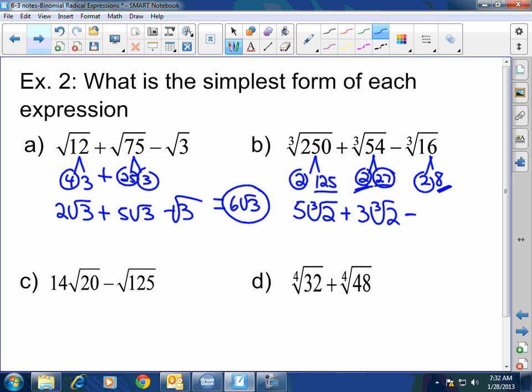Well, I know that the cube root of 8 is 2. So I've got 2 times the cube root of 2, which is my leftover. So 5 cube root of 2 plus 3 cube root of 2 is 8 cube root of 2, minus 2 cube root of 2 is 6 cube root of 2. We are done.